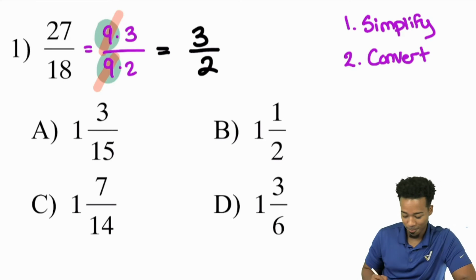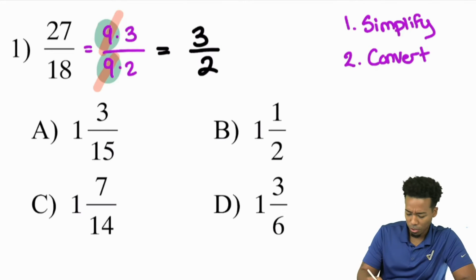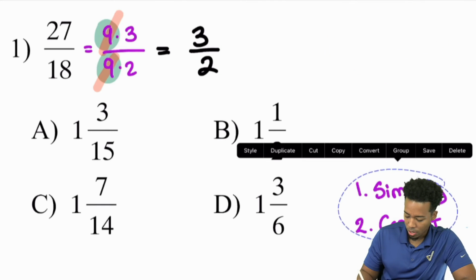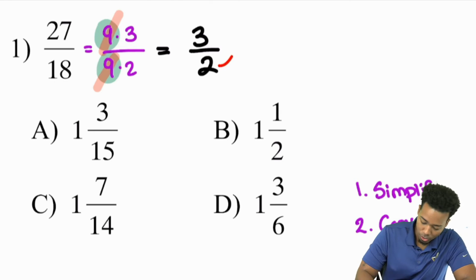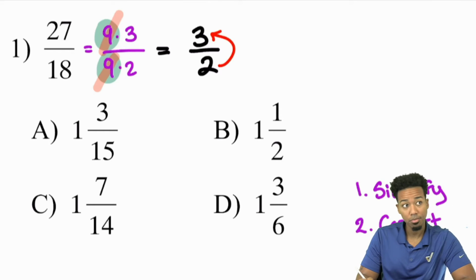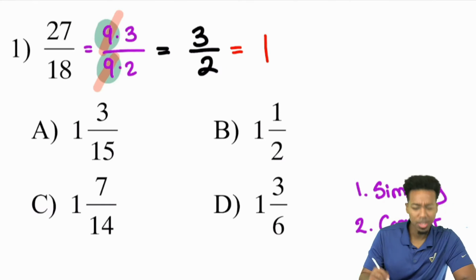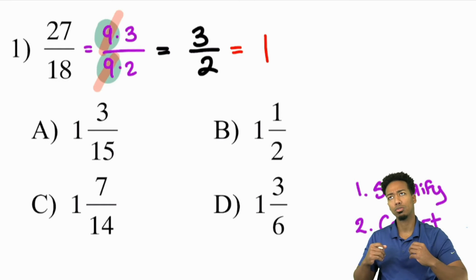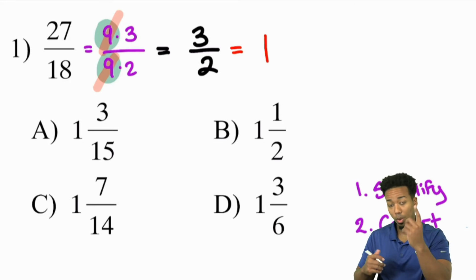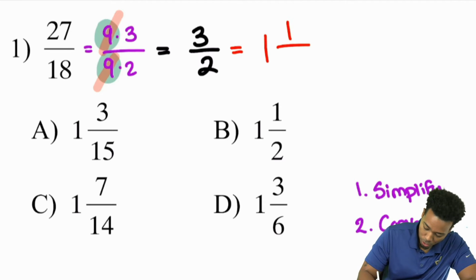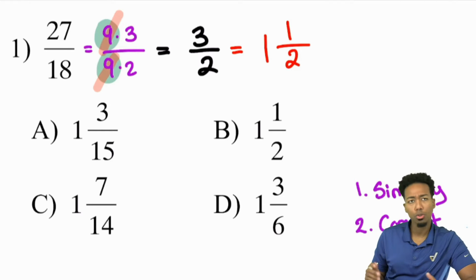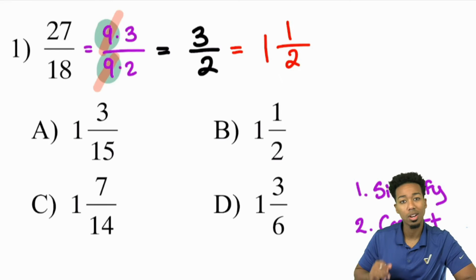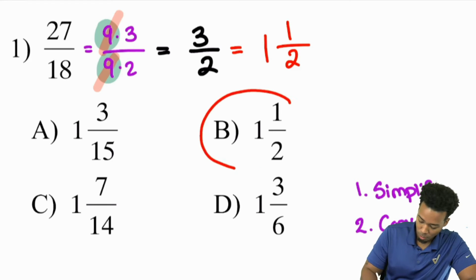Now we can convert. Here's how to convert. You're going to ask yourself, well, hey, how many times does 2 go into 3? Well, 2 goes into 3 one time, right? But then what's left over? Well, if you take away 2 from 3, so 3 minus 2, that's 1. That's your remainder, a remainder of 1, and you keep that denominator 2. So 3 over 2 is the same as saying 1 and 1/2, and that's why the answer here would be B.